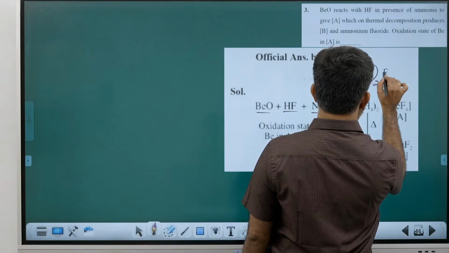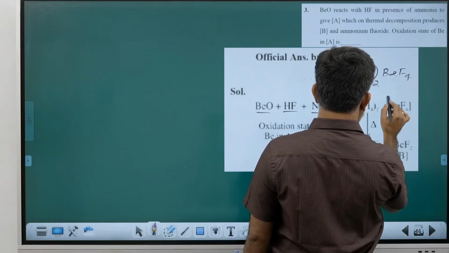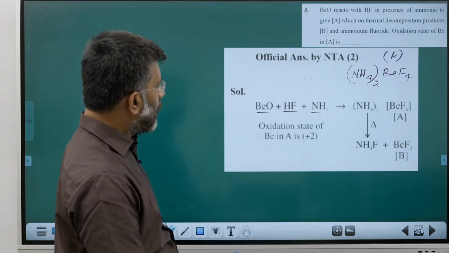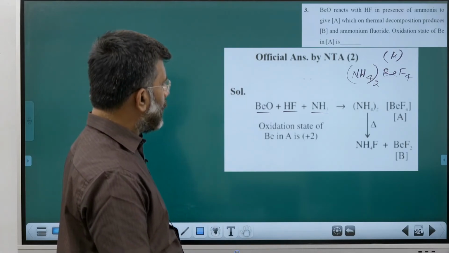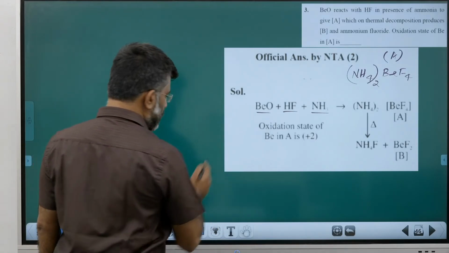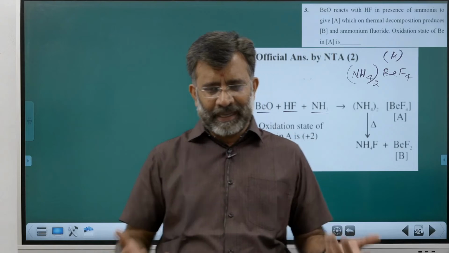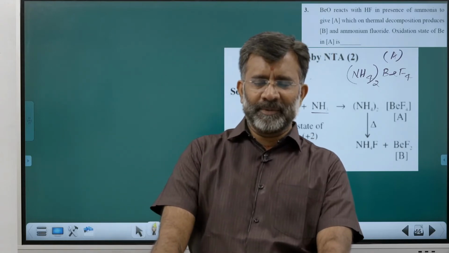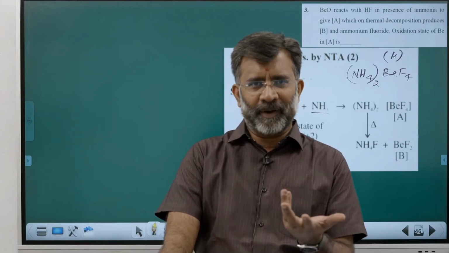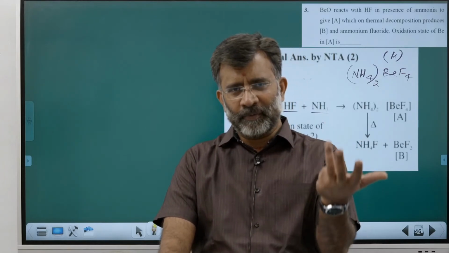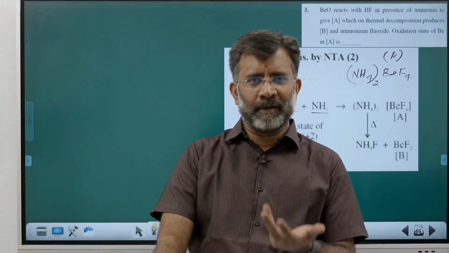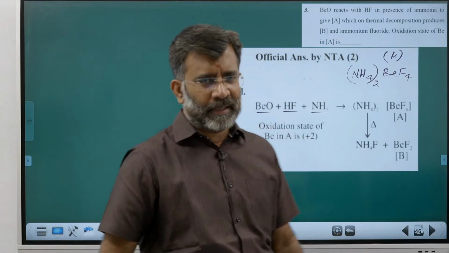(NH4)2BeF4. And this is the compound A. And asking what is the oxidation state of beryllium in that? See, actually, the question is not that relevant because beryllium is an alkaline earth metal, will maintain only +2 state. In fact, Group 1 alkali metal will go for +1 state. Group 2 alkaline earth metal will go for +2 state. It's as simple as that.